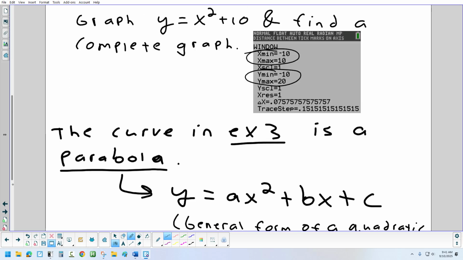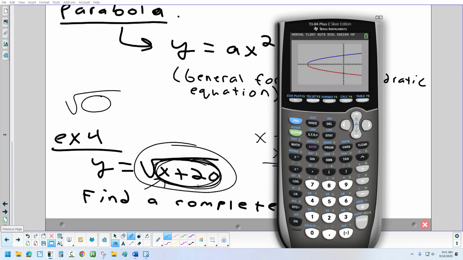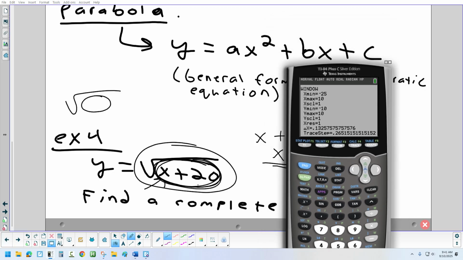All right, so what did they want to know for this one? Find a complete graph. This is what you'd want to write down for your window. Negative 25 to 10 on the x, negative 10 to 10 on the y. That's it. Any questions on that?